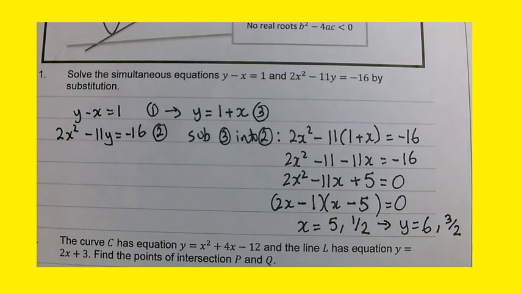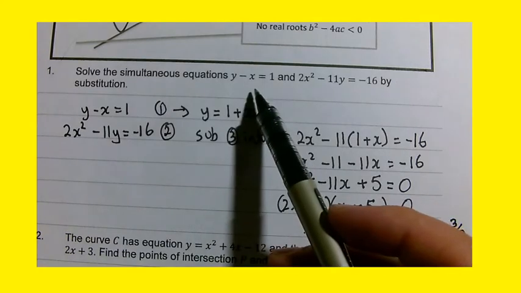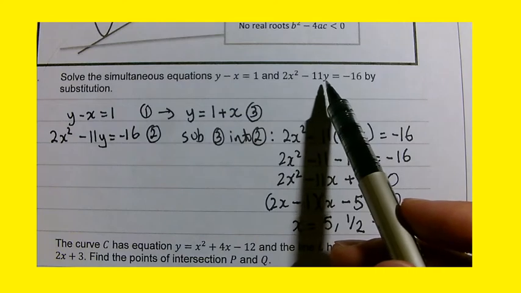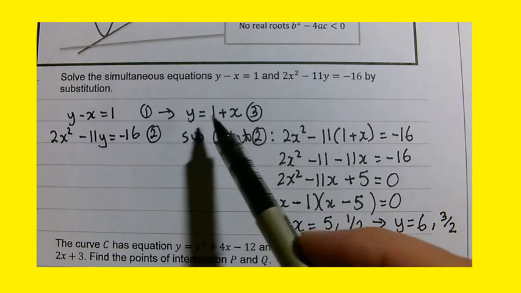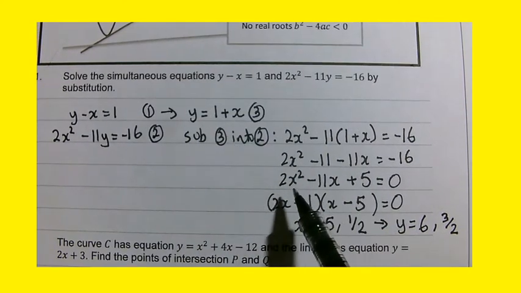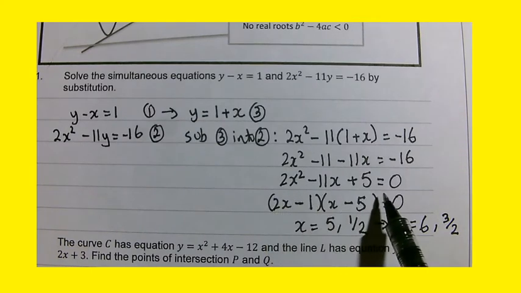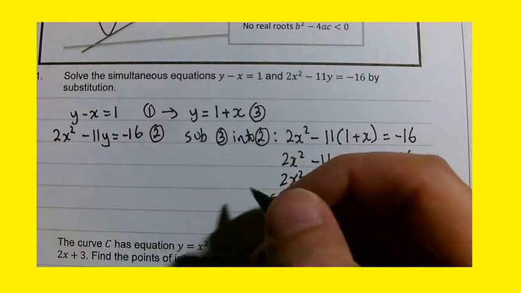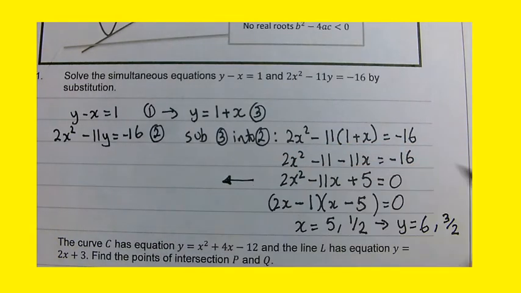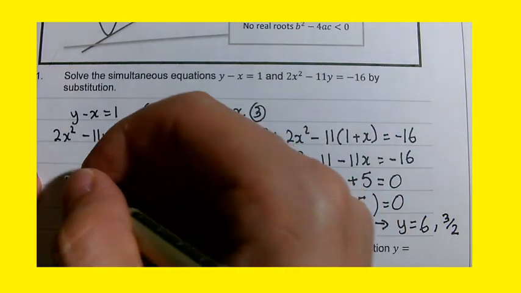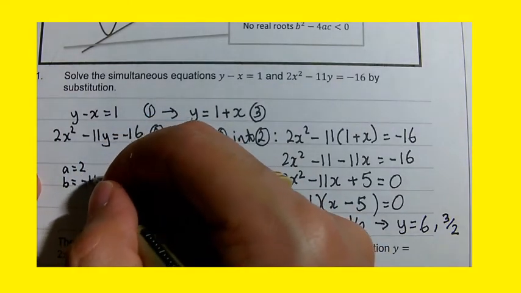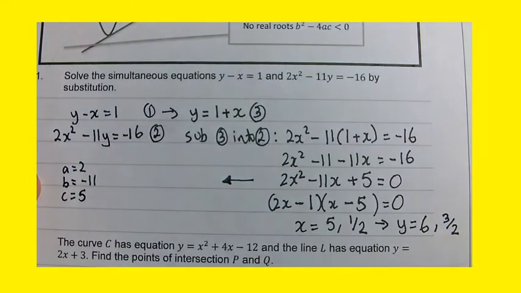And where do we apply the discriminant to? Well, we wouldn't apply the discriminant here because that's a linear equation. We wouldn't apply it here because it's not an x term, it's a y term. And we'd have to apply it somewhere where there's just a quadratic in x. And this is it. So I'm going to apply the discriminant quickly on this line here. So remember, what is a, b and c? a is 2, b is minus 11, and c equals 5.